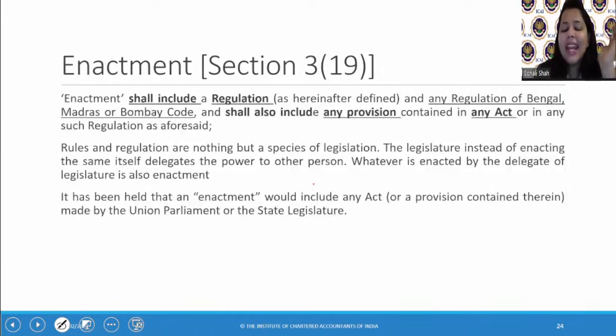Next is the word enactment. When we say the word enactment, it does not only include the act as such, it also includes regulations, any regulations made by the presidency towns of Bengal, Madras, or Bombay Code, any provision contained in the act, and any rules. All of these are considered as enactment. So be it the law, be it the rules made thereunder, be it the regulations made thereunder, all of it is included within the word enactment. Enactment is a bigger word which has multiple species. Is that clear?